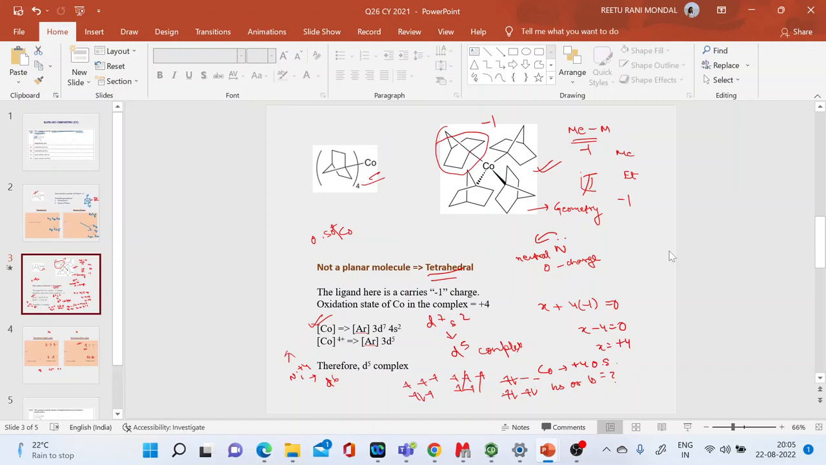See, we judge on the basis of that only. For all these halides, they carry a charge of -1. But NH3, water, or anything which is having a lone pair, even if we have an alkene or an alkyne, anything like that will be a neutral charge ligand. Okay.